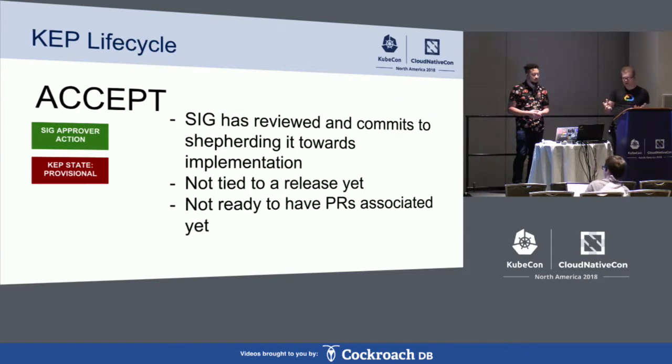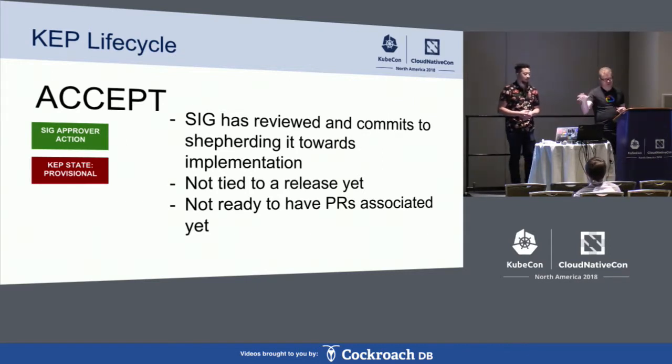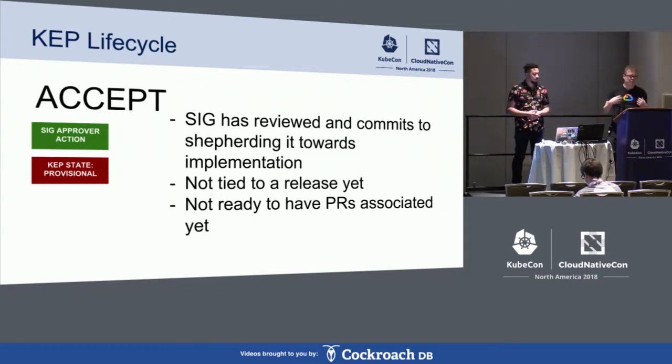And if we pause, we can either change the KEP state to one of the others like deferred, or we can leave the PR open for a while and maybe have more discussion. But essentially, at the end of that decision, if this is something the SIG wants to move forward, then we accept it. Think of me as a SIG approver saying, I accept this as something that we want to explore. So it's not approved for work yet. It's just that we're moving forward.